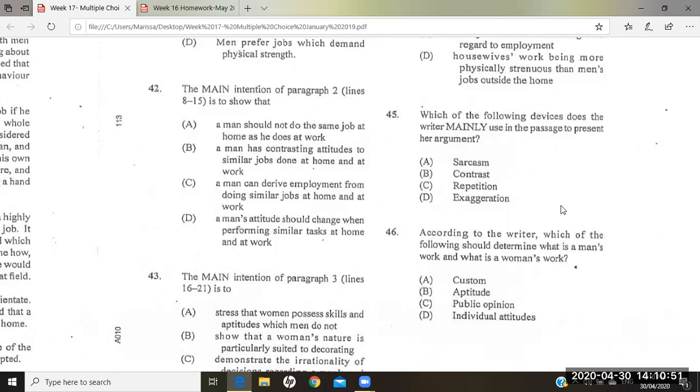It's not A, custom. Very good, Sandra. The answer is B, aptitude. And that's what the writer said in the end. The writer concluded by saying individual aptitude. So not individual attitudes, but individual aptitude. So for 46, the answer was B.